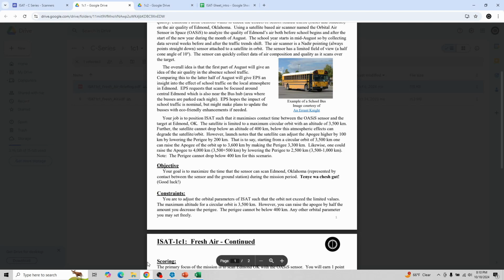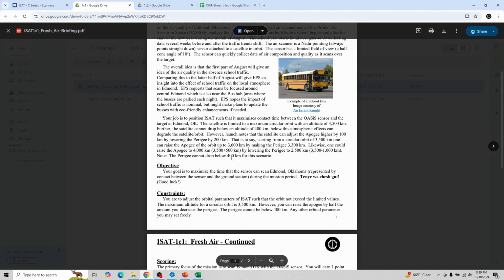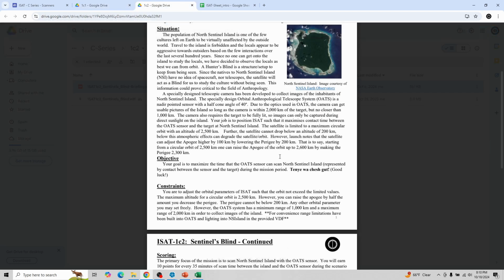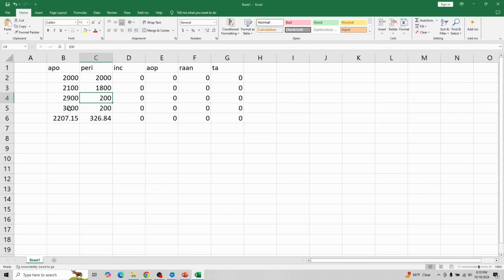I know in the one that I brought up, Fresh Air, they say that it's 400 kilometers, but I think in Sentinel's Blind, it's actually 200 kilometers. I'll fluctuate in between there, but I've set up some of these where I know that 3,200 is not actually allowed. And let's say that I do a bunch of different things and I find that my absolute best orbit, I just made up some numbers. You're welcome to apply these to something if you'd like. Maybe it is a good solution.